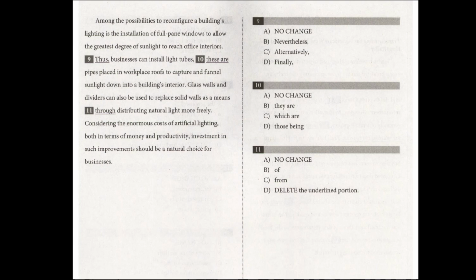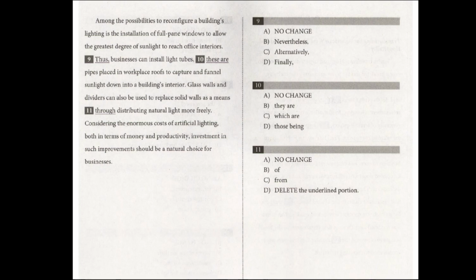The right answer in this regard is option C, "alternatively." In the context of the two sentences, only this choice makes sense because the first sentence is about solving the problem of natural lighting by installing full-pane windows, while the second is about installing light tubes, which are an alternative solution to the same problem. Choice C is therefore the correct answer.